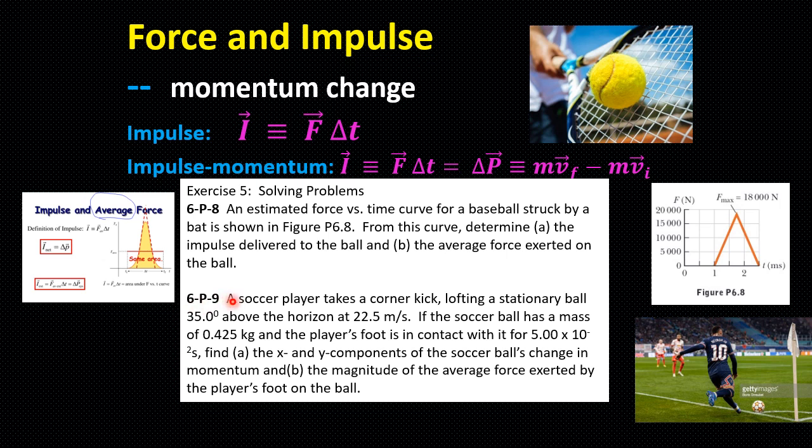Chapter 6, problem 9. The second problem. A soccer player takes a corner kick, like he is doing right here, lofting a stationary ball at 35 degrees above the horizon. Basically, it's a slanted angle. Say this is the soccer ball, it will go like this, at 22.5 meters per second. If the soccer ball has a mass of 0.24 kilogram, the player's foot contact time is a very short time, 5 times 10 to the negative 2 seconds, like 50 milliseconds.